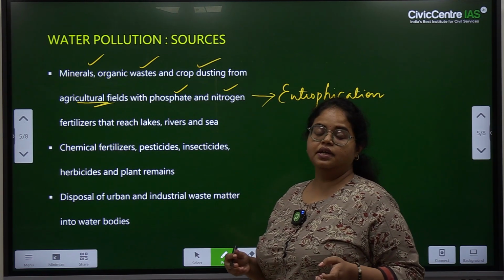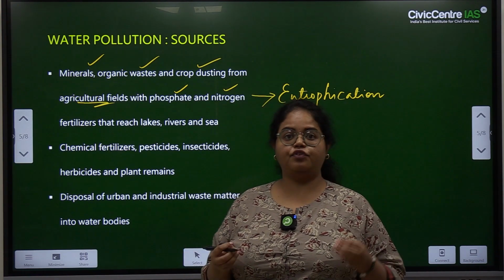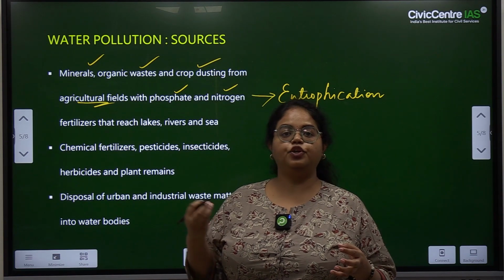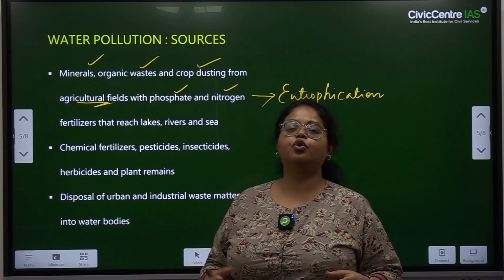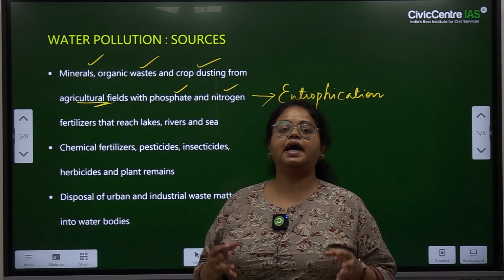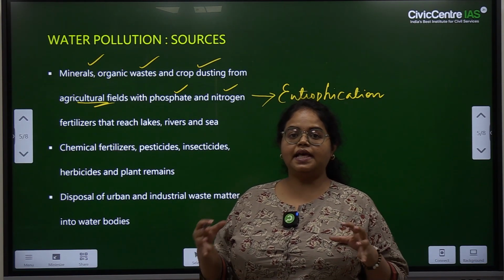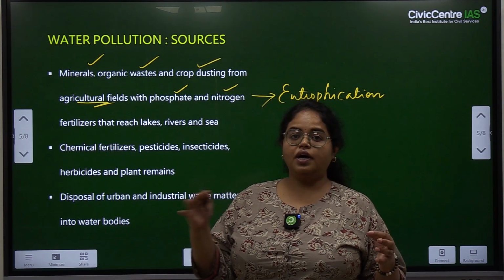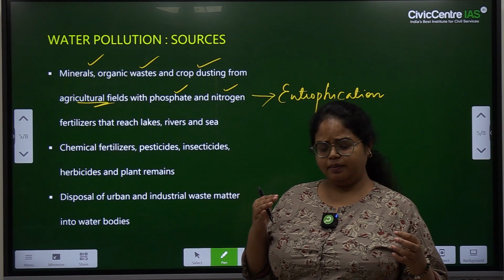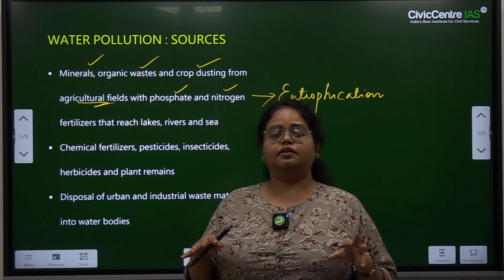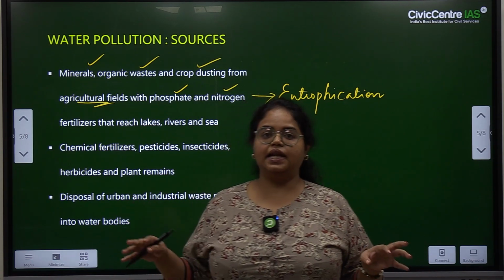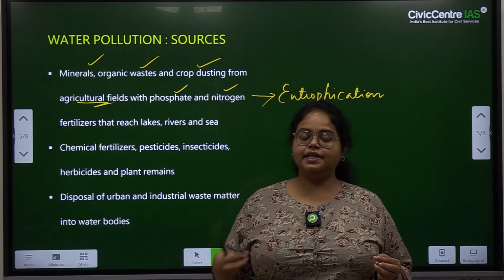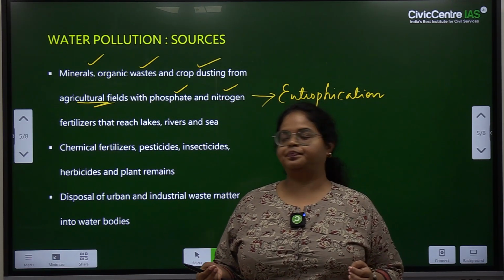What is eutrophication? When nutrients like nitrates and phosphates mix with the water, the water becomes nutrient rich and hence helps in the growth of plant organisms or algae in the water body. When these algae grow on the surface of the water, they become a barrier and block the sunlight for the other organisms living under the water, and slowly this destroys the aquatic ecosystem.